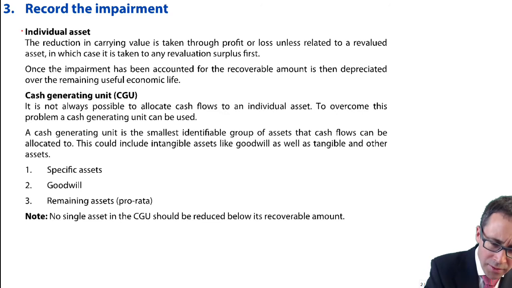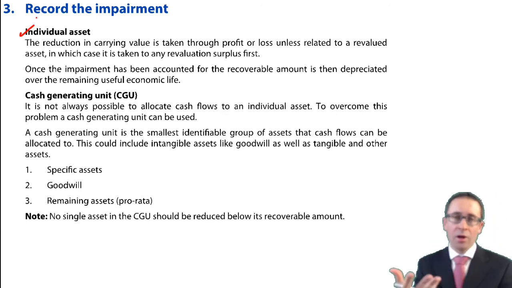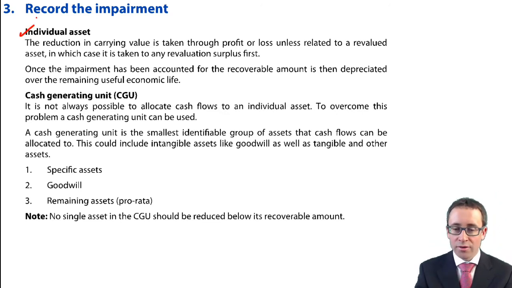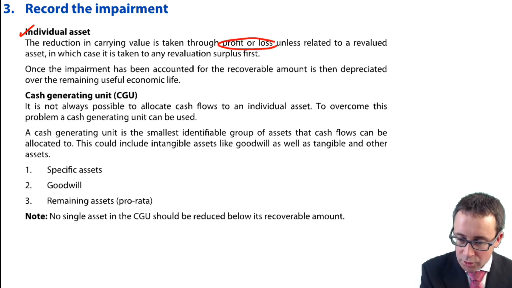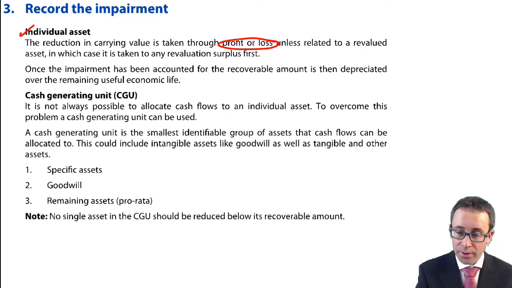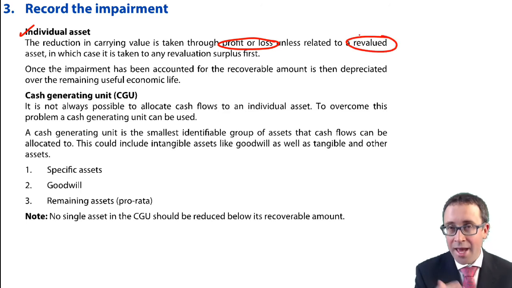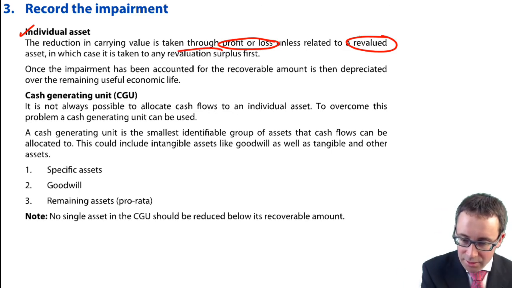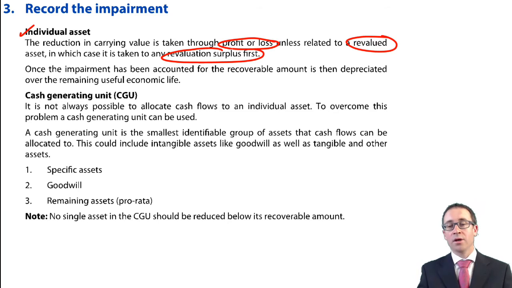We've already looked at the individual asset. So here we are looking at the debits and credits. The reduction of value is taken through profit or loss. Just be careful if it is revalued. If you revalued the asset, the gain has gone through other comprehensive income, hasn't it? Well, if that's the case, take any reduction in value to the revaluation surplus first. So remove all of any previous upward revaluations that there may be, and then anything extra that you need to process goes further into profit or loss.